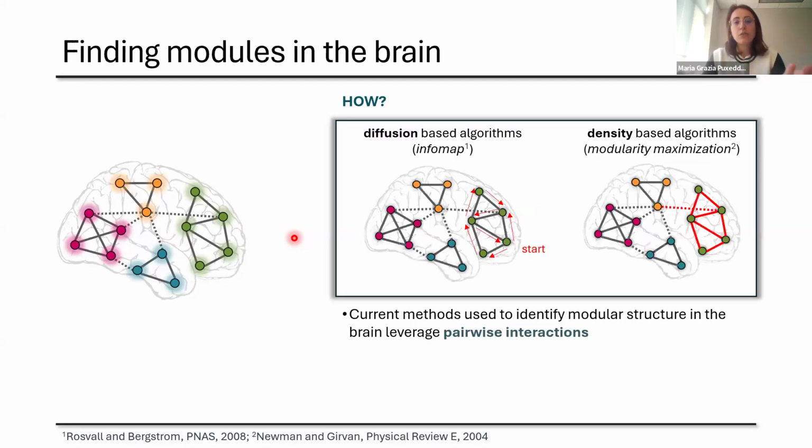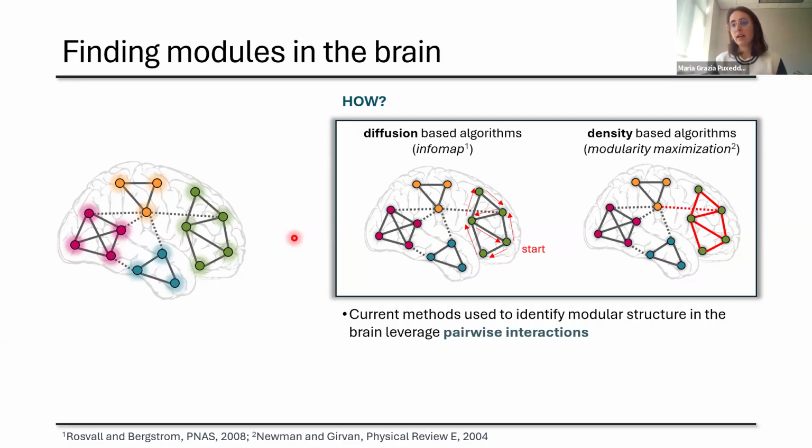So how do we find these modules in the brain? At the state of the art, there are many definitions of communities in a network. In this talk, I'm going to focus on assortative communities, which is what I've been describing so far. So those communities where nodes are highly interconnected to each other and show lower connectivity outside of them. So how can we identify those modules?